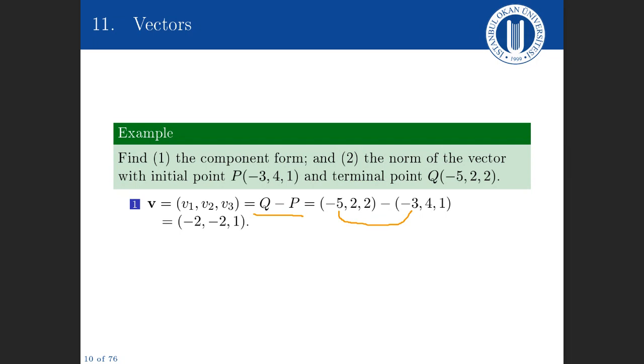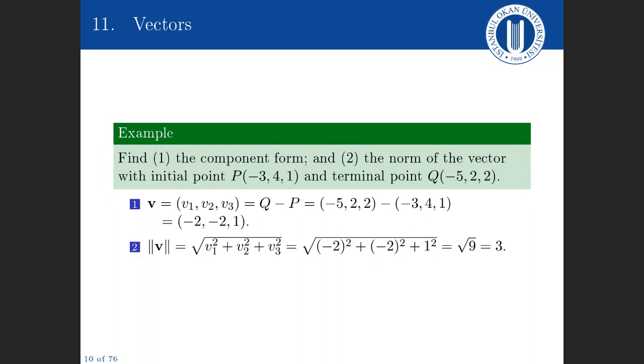Let's look at the second numbers. 2 minus 4 is minus 2. And the third numbers, 2 minus 1 is 1. So the answer to the first part is the vector with components (-8, -2, 1). And then the question also asks us to find the norm of this vector. So we can calculate that the norm of v is the square root of (-8) squared plus (-2) squared plus 1 squared.